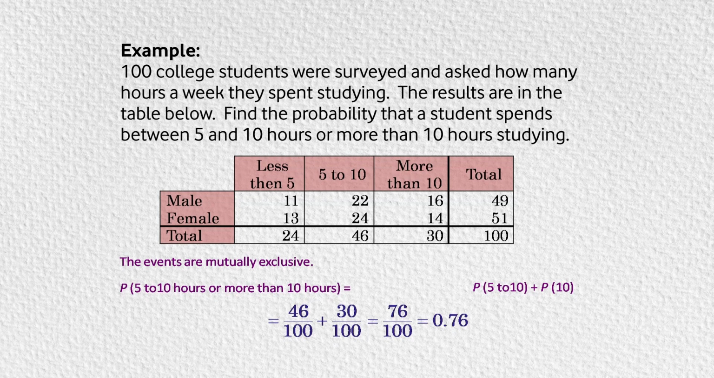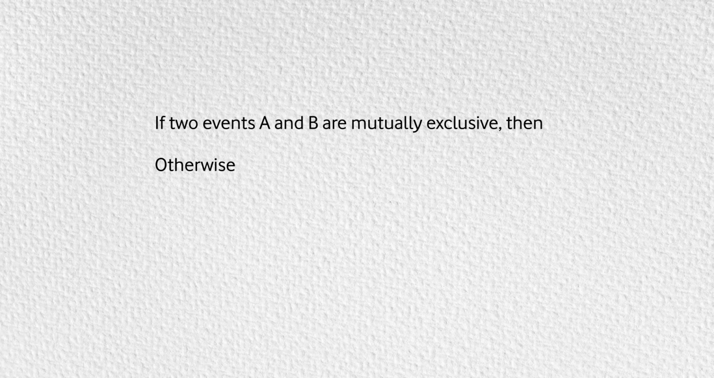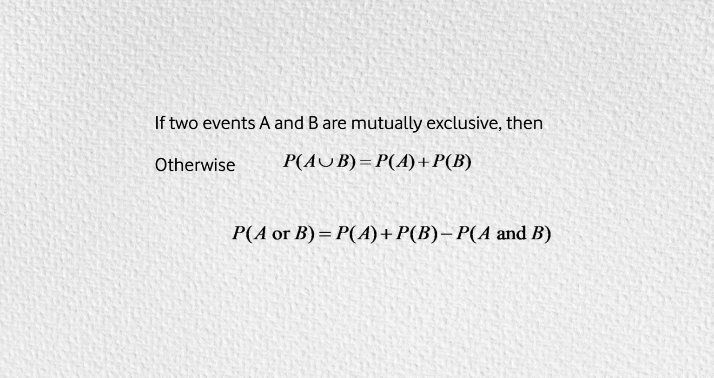Probability of 5 to 10 hours or more than 10 hours equals probability of 5 to 10 plus probability of more than 10, and 46 by 100 plus 30 by 100, which comes to 76 by 100, and the answer is 0.76. So what I mean to say, this is the addition rule of probability. If two events A and B are mutually exclusive, then probability of A union B equals probability of A plus probability of B. Otherwise, probability of A or B equals probability of A plus probability of B minus probability of A and B.